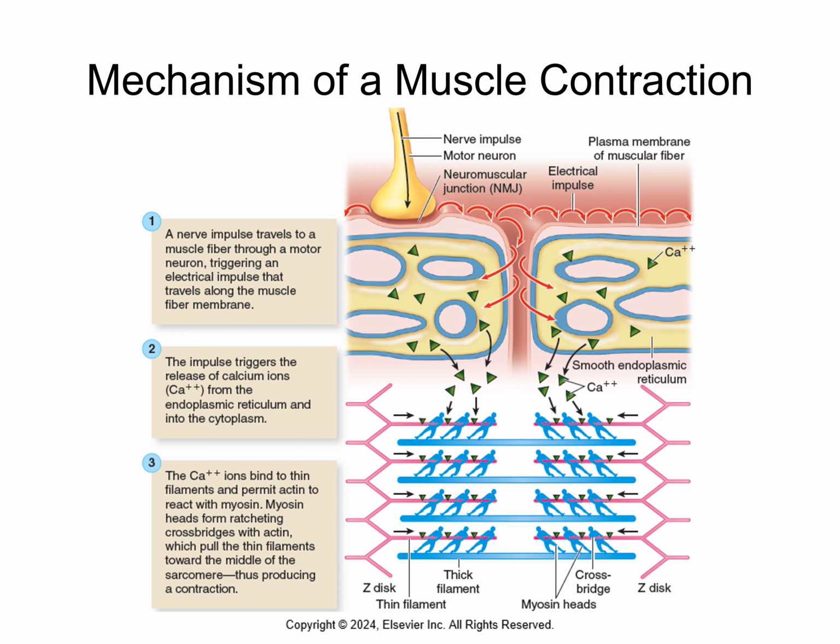From there, the calcium ions bind the filaments and permit actin to react with myosin. So now we've got a nerve impulse, electrical, telling the endoplasmic reticulum to say, hey, I need you to release calcium. Once the calcium hits the heads of what? Of the thick filament, the myosin, the heads start ratcheting, and then it pulls the thin filaments towards the middle of the sarcomere, okay? So this is a good representation of what happens. This is what a contraction does.